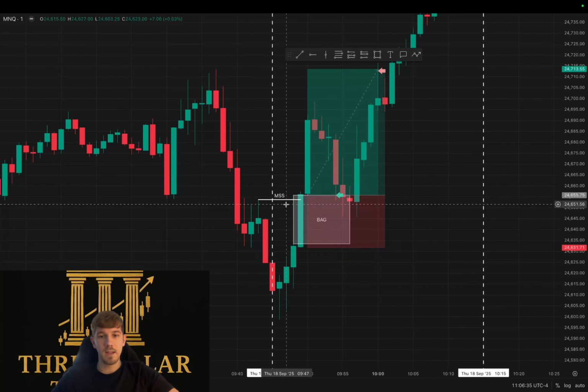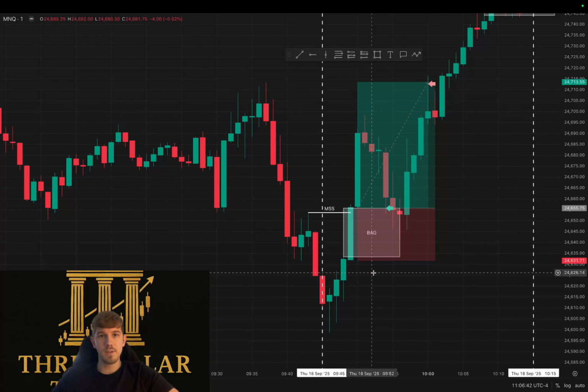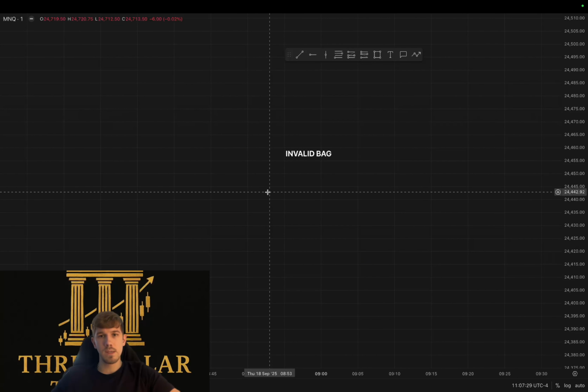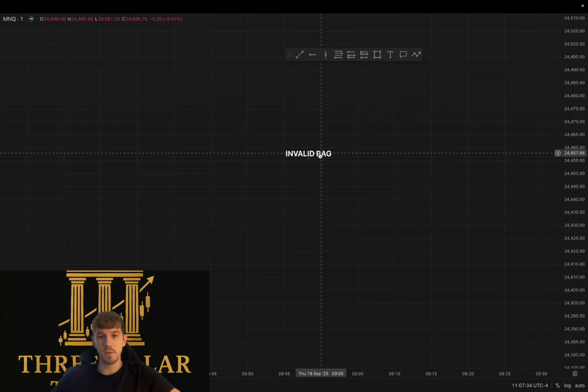And this is ideally what we're looking for. It's got every single confluence that we would need to take a trade. An invalid breakaway gap is one that is not within our macro times, so it's not really got any relevance to us, as we always look for trades within the actual macro windows.